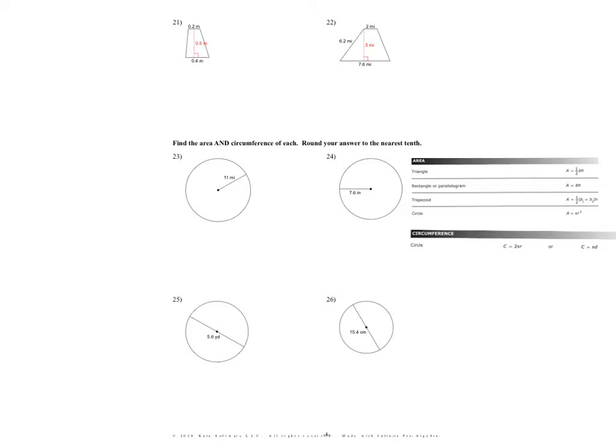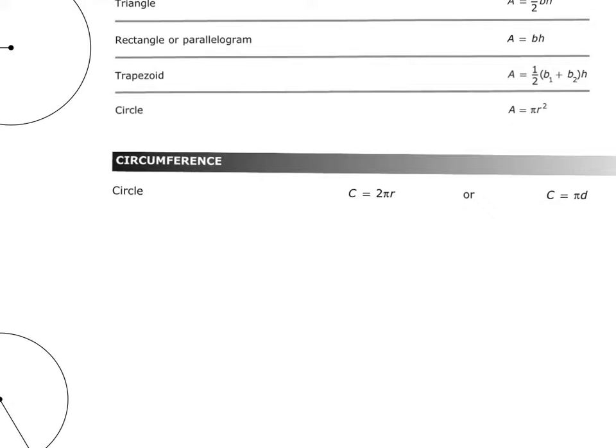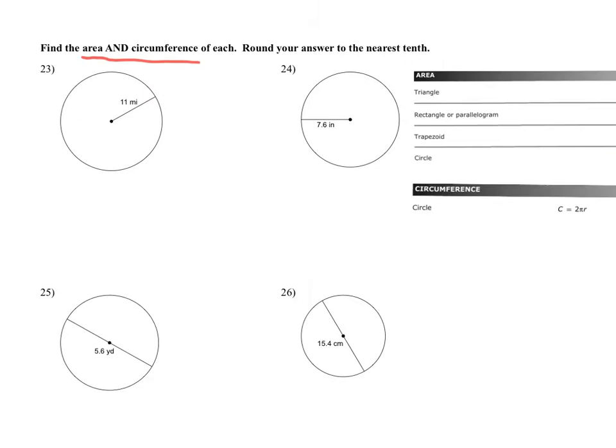The other trapezoids are going to be on your own, but for these final four, make sure that you know that you are finding the area and the circumference on both of these. So area of circle is still that pi r squared. When we get done, we are going to use pi times diameter to find the circumference. So I'm just going to do one of these with you guys.